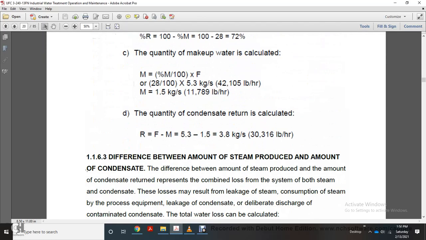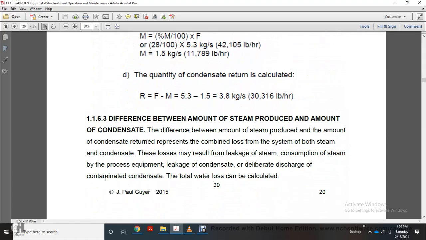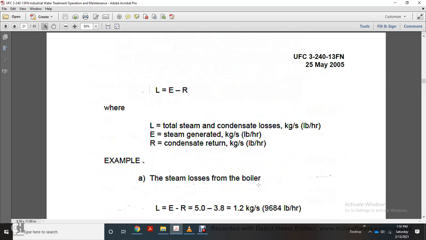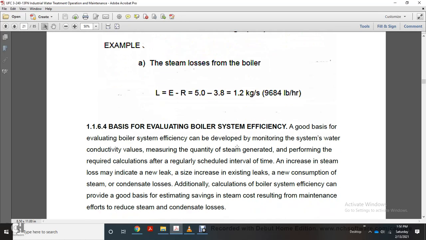They then give the example. The difference between the amount of steam produced and the amount of condensate returned represents the combined loss of the boiler system and the condensate system. These losses result from leakage in the system, steam consumption by process equipment, leaks of condensate, and deliberate discharge of contaminated condensate. The total loss can be calculated: total steam and condensate loss in pounds per hour is equal to the steam generated minus the condensate returned, and then they show the example as the basis of the evaluation of boiler system efficiency.